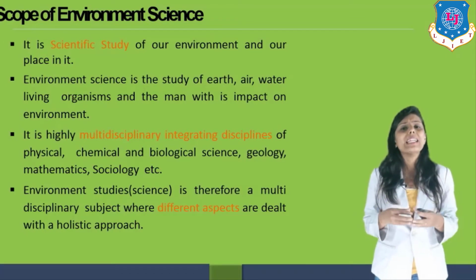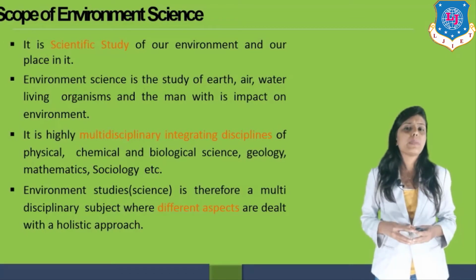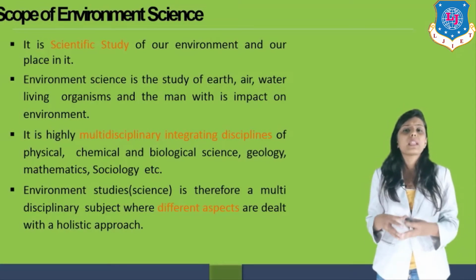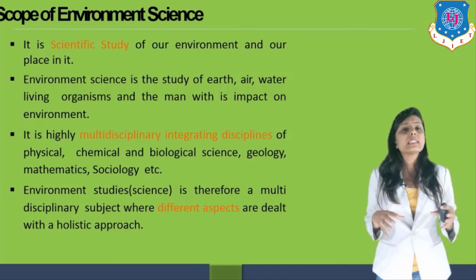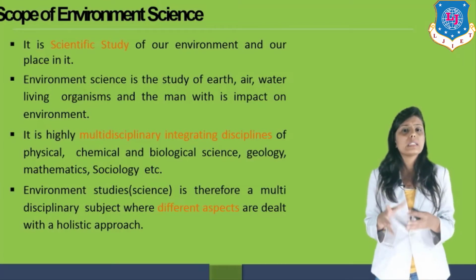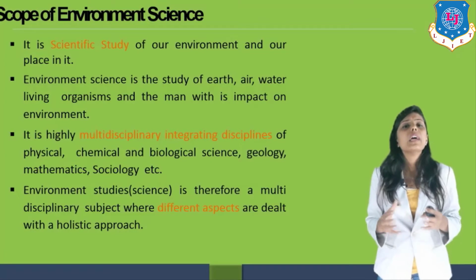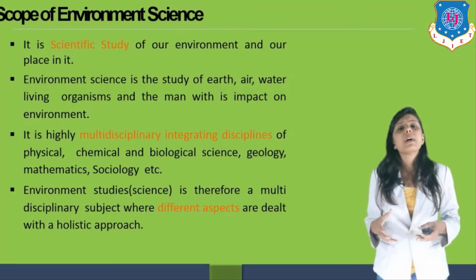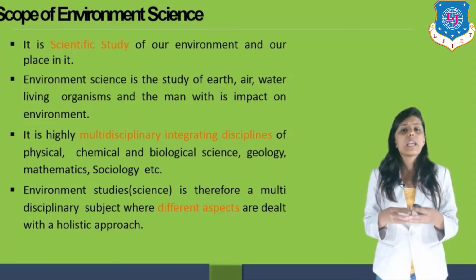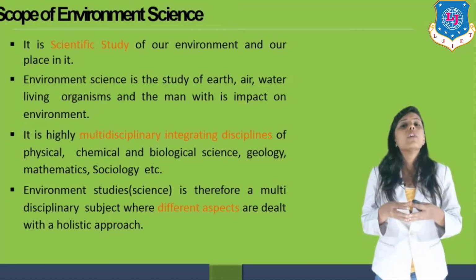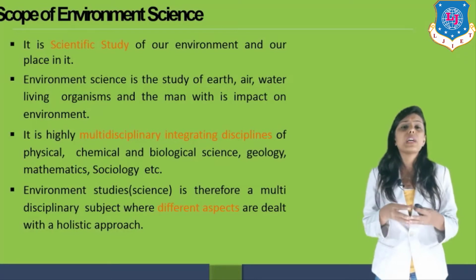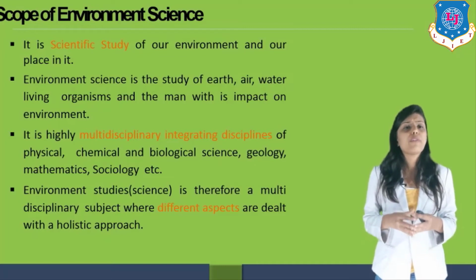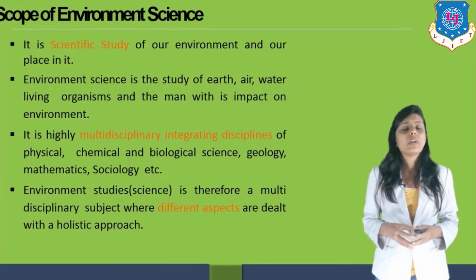Then third, it is highly multidisciplinary, integrating disciplines of physical, chemical and biological science, geological, mathematics, sociology. So in this we have to study all of this, mathematics, science, biology, chemical, everything we are going to study to learn about environmental science. Environmental science or environmental studies is therefore a multidisciplinary subject where different aspects are dealt with a holistic approach. So we are going to study different aspects of environment with a holistic approach, right?